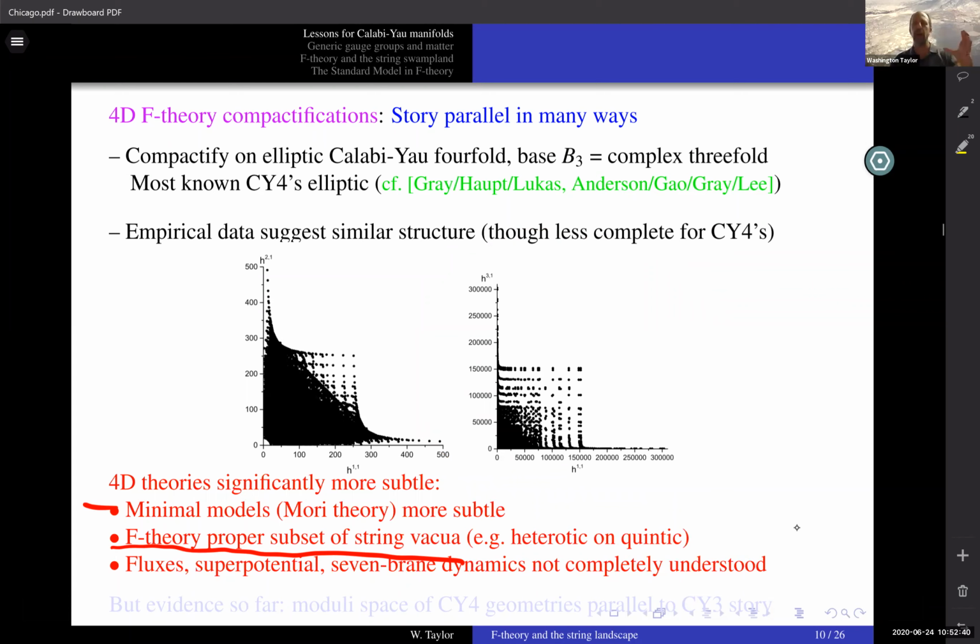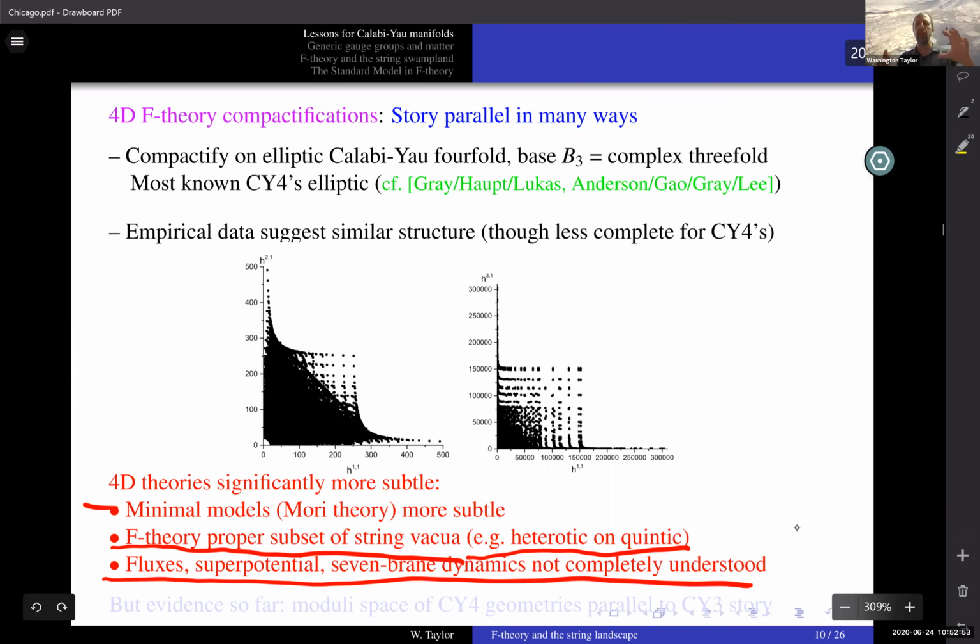For instance, if you do heterotic on a Calabi-Yau, which is not elliptic, of which we've just argued there are not many, but the quintic is an example, that doesn't have a well-understood F theory dual. The other thing is that in 4 dimensions, in 6 dimensions, all these theories fit together into one big, beautiful moduli space, and there's essentially only one theory.